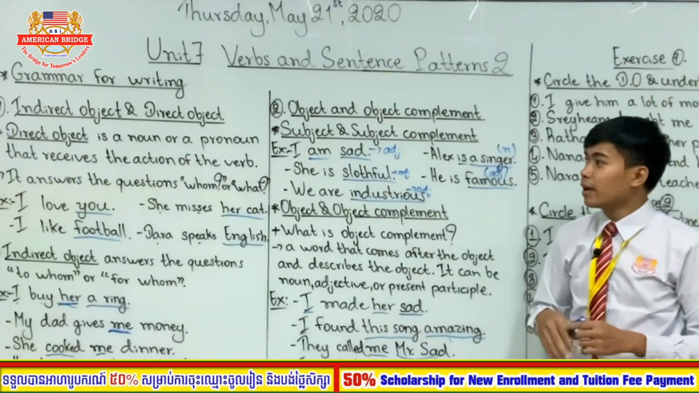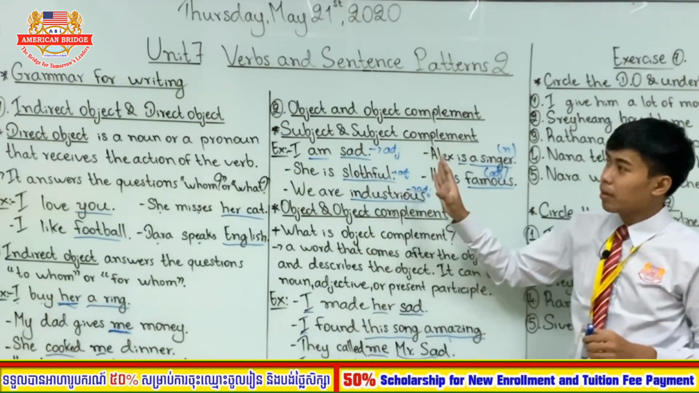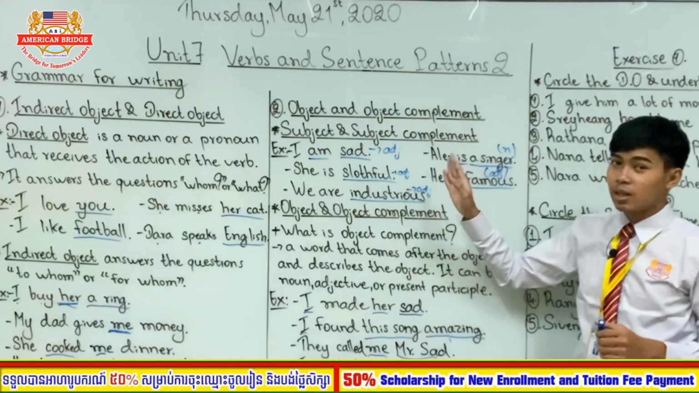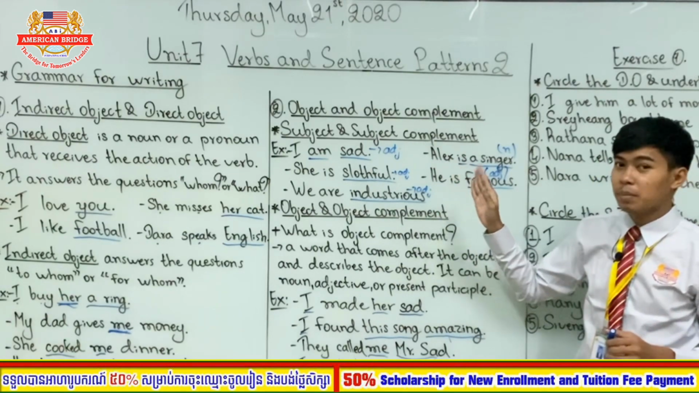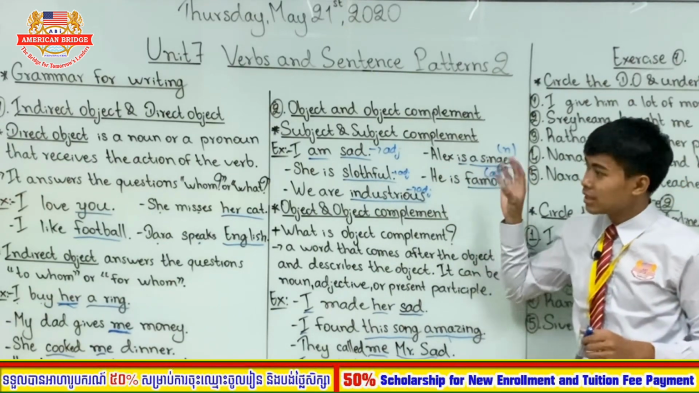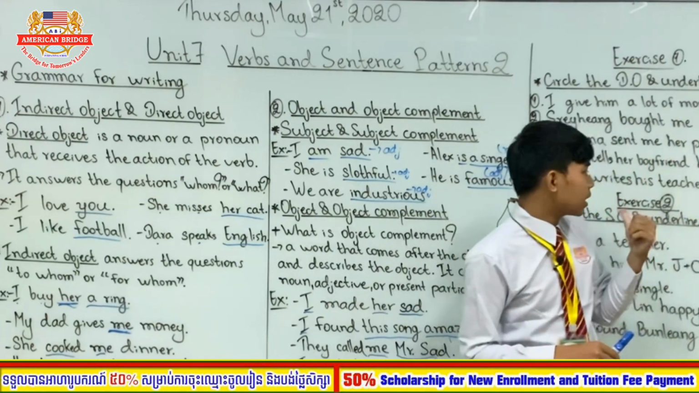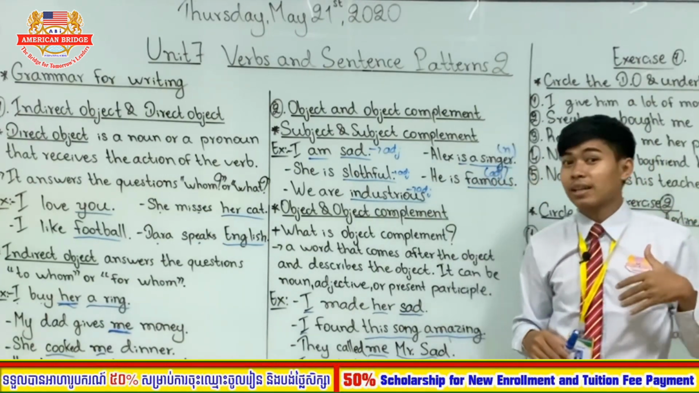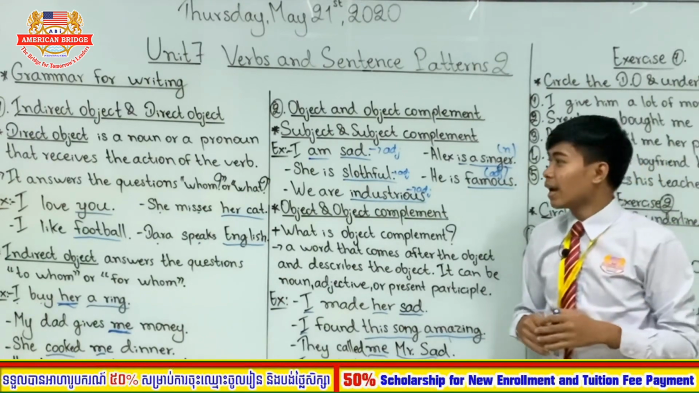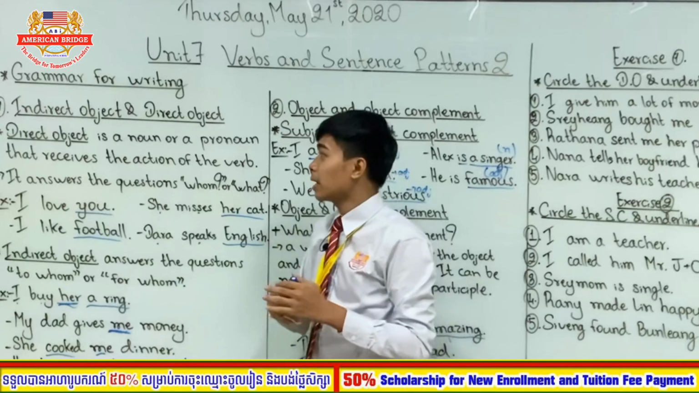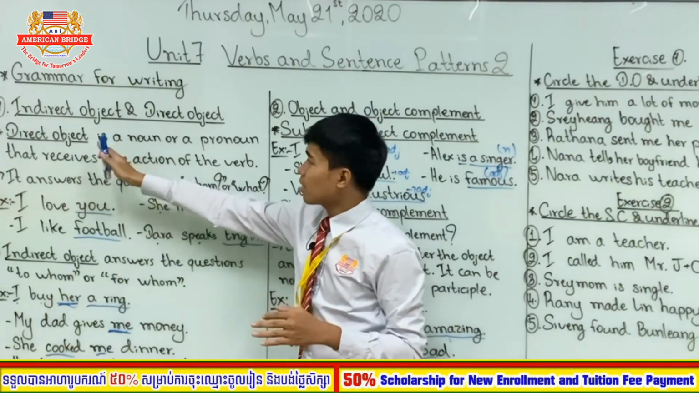Okay, so now we have finished the first and the second main points. The first one is about indirect object and direct object. The second one is about object and object complement. Let's review these two main points again before we go to our exercise. Here there are two exercises that are not really difficult, and now let's review the first point again. Let's summarize what we have learned today. So the first one is indirect object and direct object.